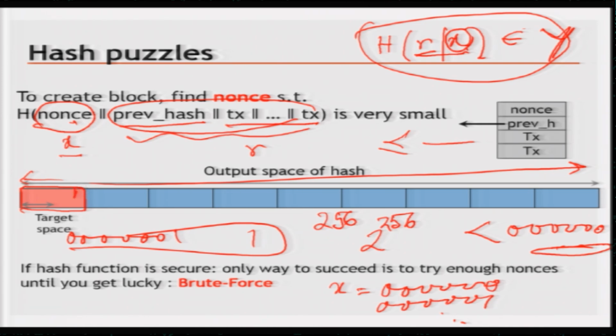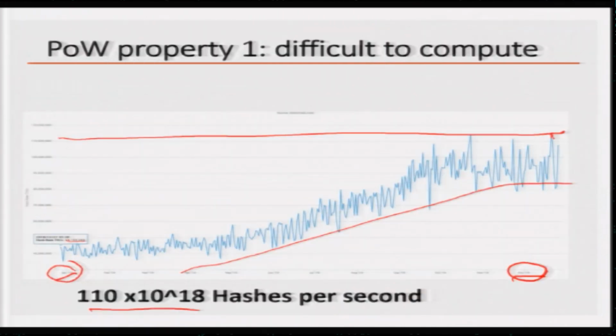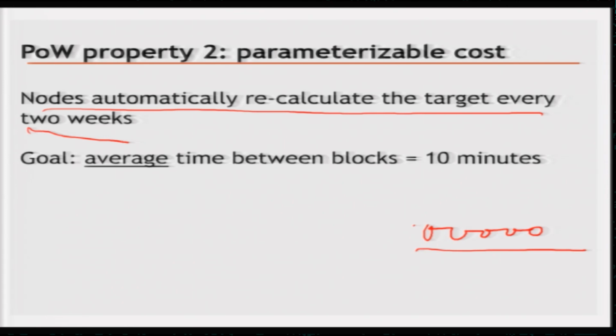So, we will decrease this space a little bit, and this will become the new space. So, you make it harder and harder to reach this part of the hash output space through your computation. Now, the way it is done is that we want the average time to actually mine a block to be roughly 10 minutes.